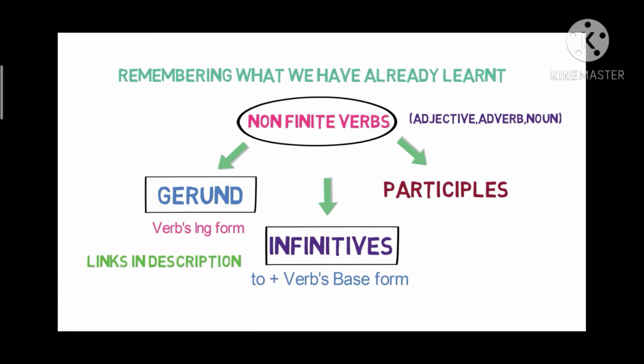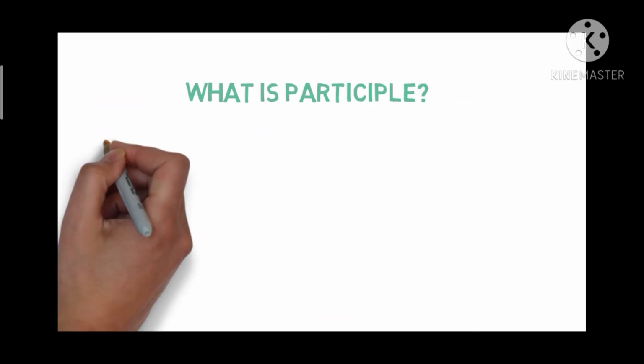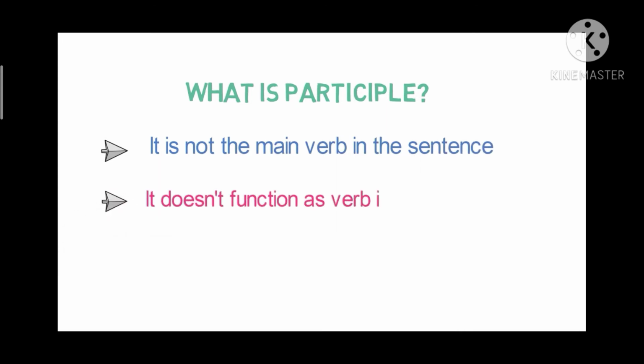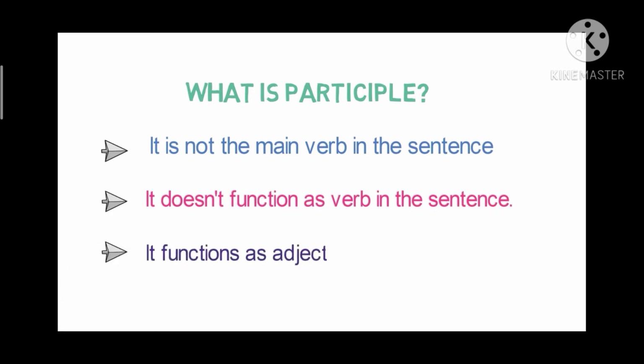In this video, we will learn participles. So without further ado, let's get started. So what is a participle? It is not the main verb in the sentence. It doesn't function as a verb in the sentence. It instead functions as an adjective in the sentence. Remember these 3 points about participles.